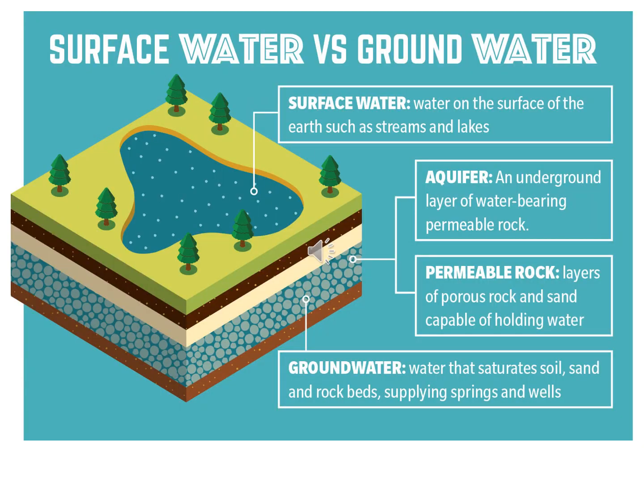And this slide shows that a little bit more clearly, what it would look like. So you got surface water, like in this pond. An aquifer is an underground layer of water-bearing permeable rock. So sandy, gravelly, something that's got a lot of porosity and little pore spaces and holes in it that can hold water, but it's still a semi-solid layer. Permeable rock are layers of porous rock and sand capable of holding water that make up that aquifer. And groundwater is the water that saturates the soil, sand, and rock beds, supplying springs and wells. So it could be any of those things.